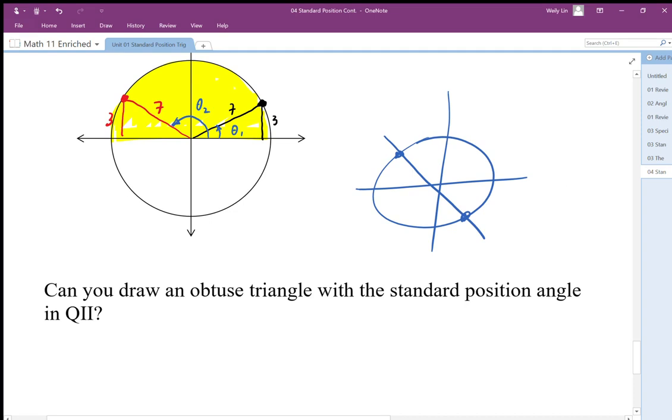So we want to use this symmetry to be able to find these unknown angles, because the calculator only gives you one of the two, and we have to decide which one we need.